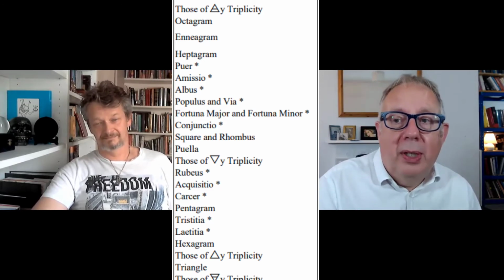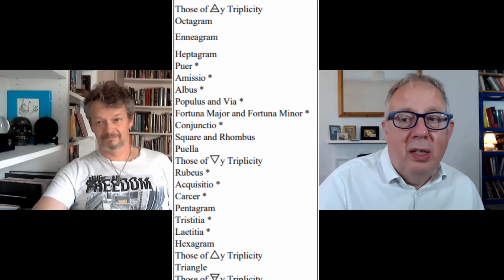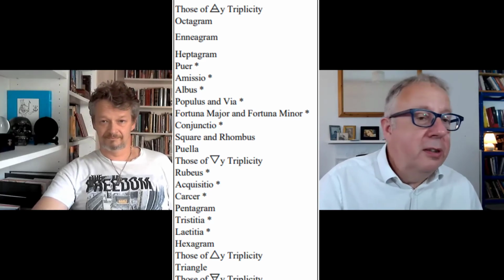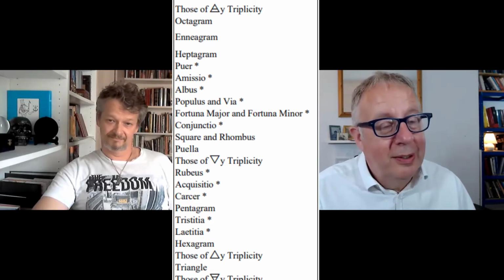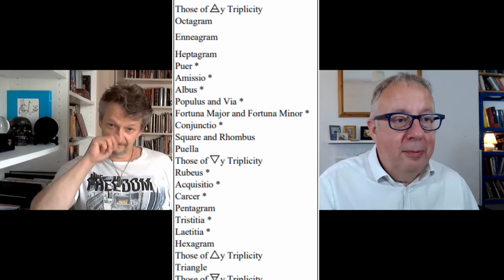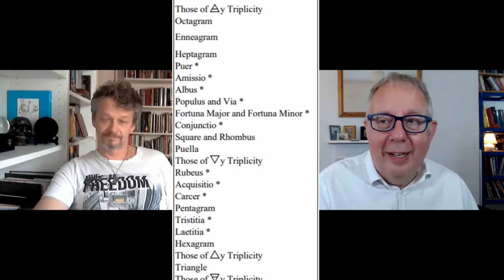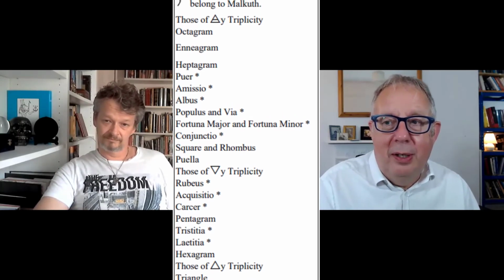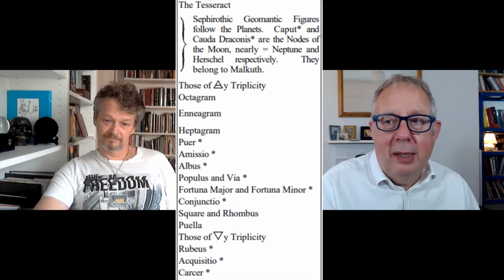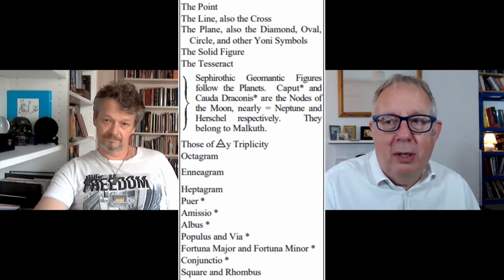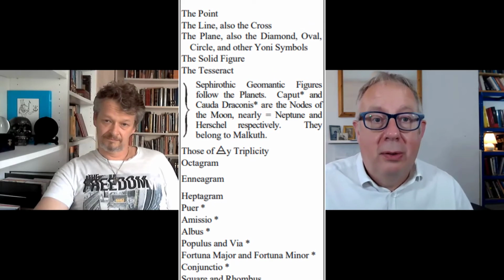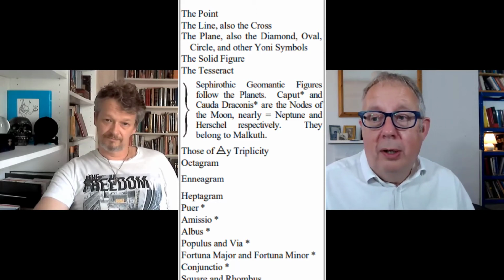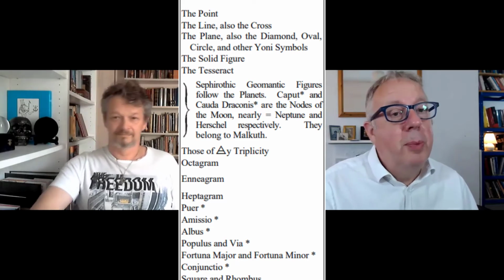So there's two sets of attributions in Liber 777, primarily relating to the Major Arcana. They are the Major Arcana. He also puts in the lunar nodes, and he also says in there, Sephirotic geomantic figures follow the planets. And then he puts Caput and Cauda Draconis, which are the head and tail of the dragon, and the lunar nodes, nearly equal Neptune and Herschel. And then he says they belong to Malkuth.